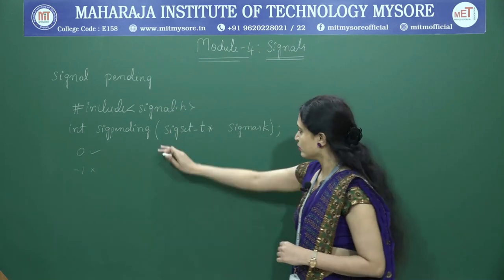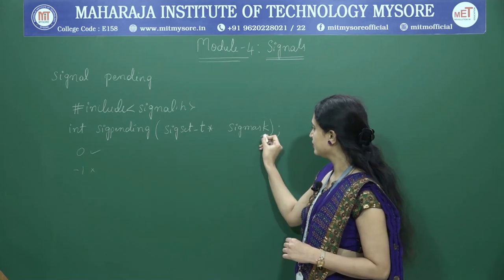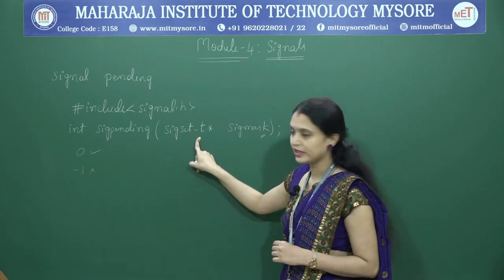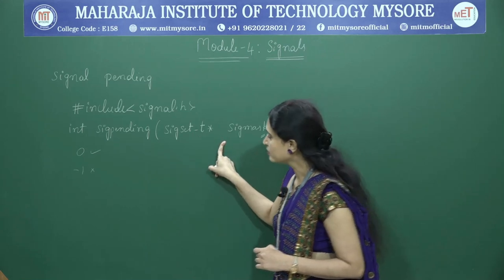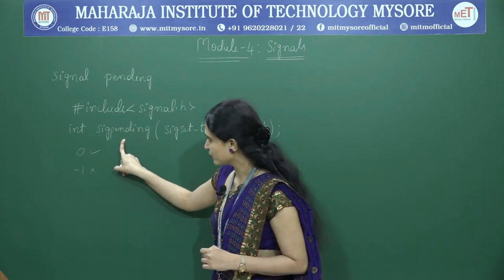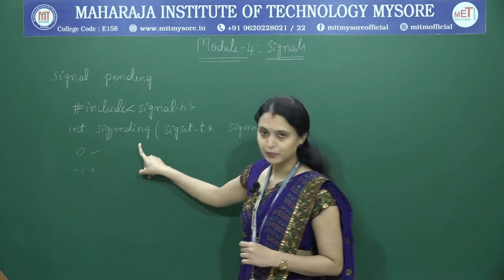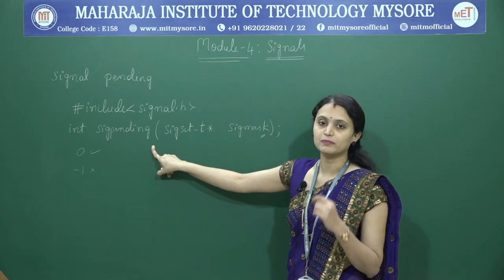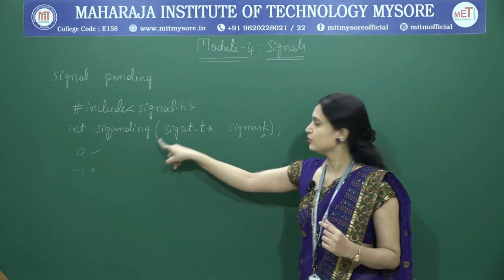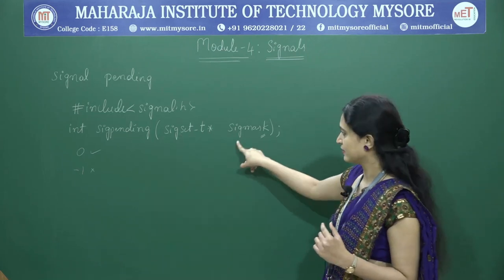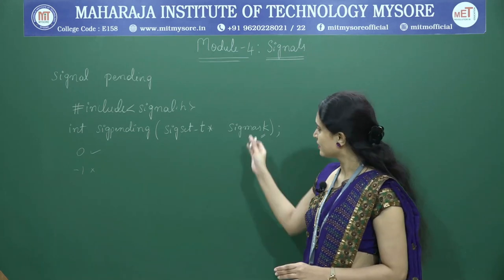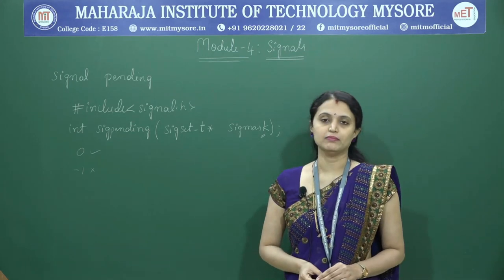Here we have the argument sigmask, which is of type sigset_t. Whenever the process invokes this API, the signals that are pending for that process will be set into this sigmask argument. Now we shall discuss this with a program.